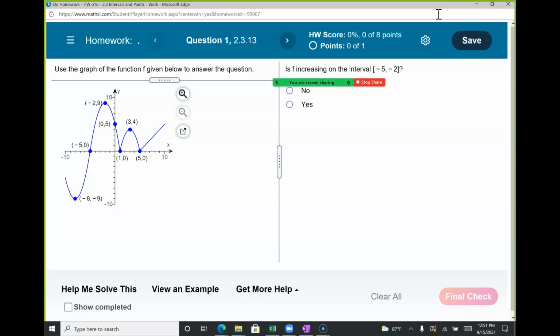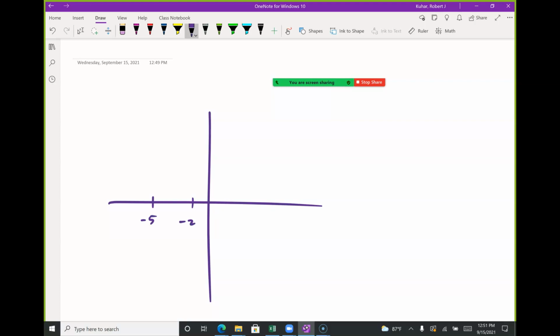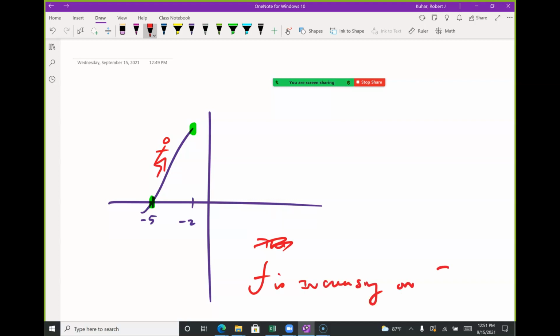This first question is asking, is the function increasing on the interval from -5 to 2? And it's pretty darn obvious, right? I'm looking at the picture here, and I have from -5 to -2, and the function is doing something like this. It's just asking, left to right, am I walking uphill? So the function f is increasing on -5 to -2, sorry.